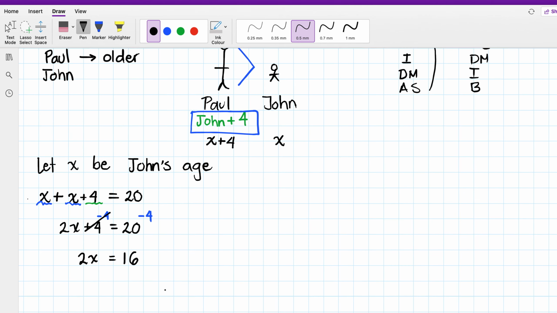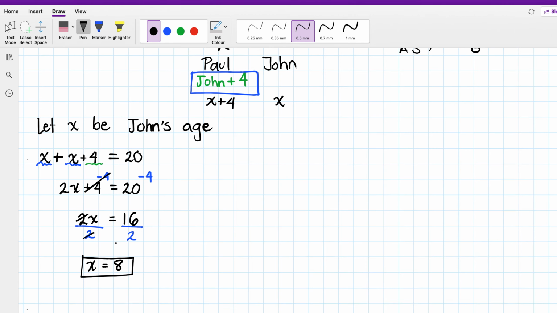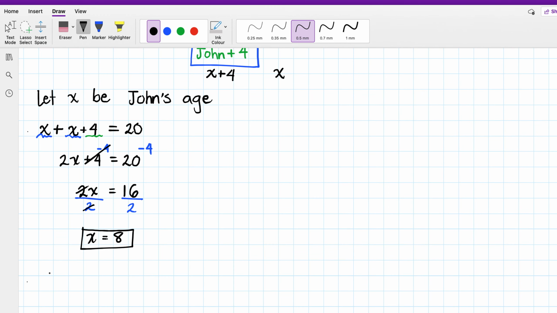Great. Now, what is the next step of what we have to do? I'm multiplying 2 to the X, so I have to undo what I'm doing to the X. I'm going to divide by 2, both sides. When I do that, I cancel these ones, and this becomes X is equal to 8. Good. So I have done step 1, step 2, step 3, solving it, and now step 4, I have to write in a full sentence.